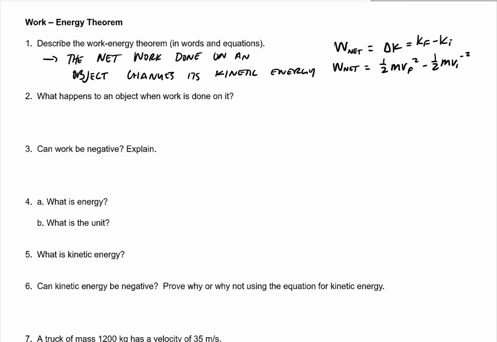So, what happens to an object when work is done on it? The energy of the object changes. That's what happens when work is done on an object. The energy changes. It depends on what kind of work and energy we're talking about. But our big idea is that work changes energy.